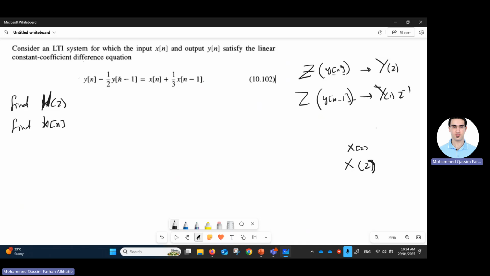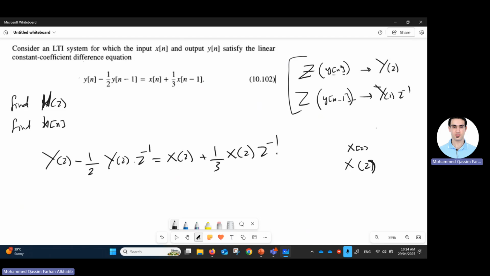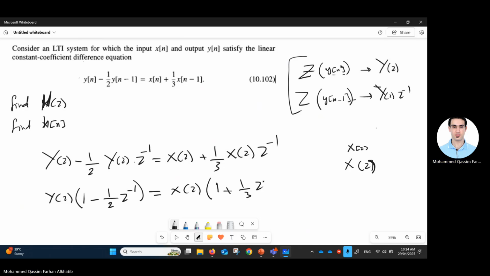All right, so let's apply these concepts here. So I have y of z minus 1 over 2 y of z times z to the negative 1 equals x of z plus 1 over 3 x of z z to the negative 1. As simple as that. Take y of z as a common factor: 1 minus 1 over 2 z to the negative 1 equals x of z as a common factor, 1 plus 1 over 3 z to the negative 1.